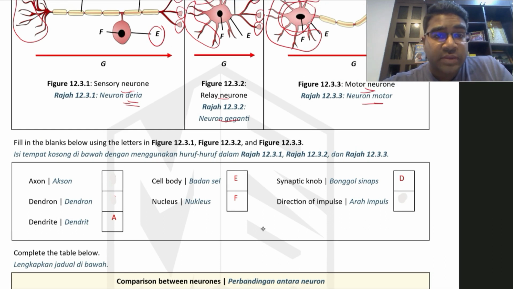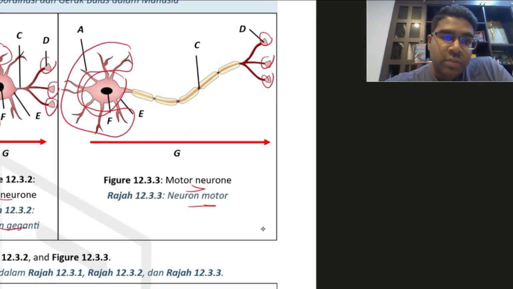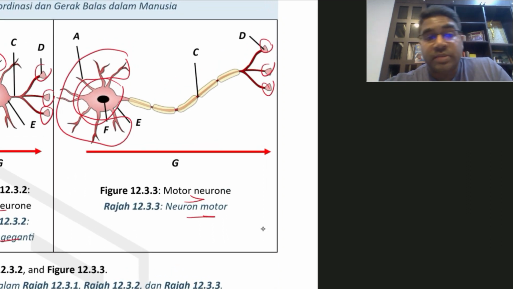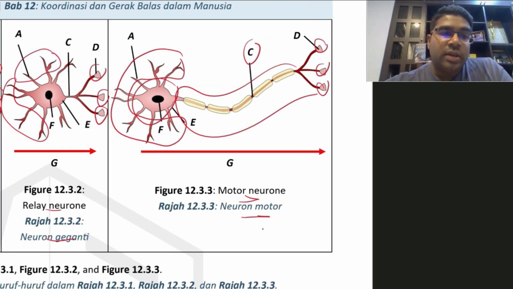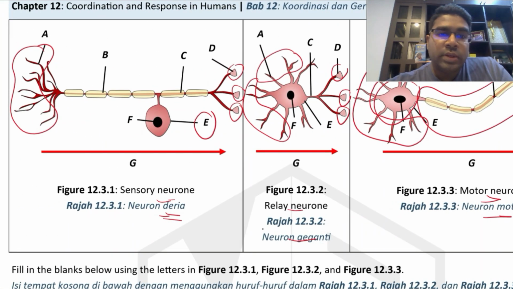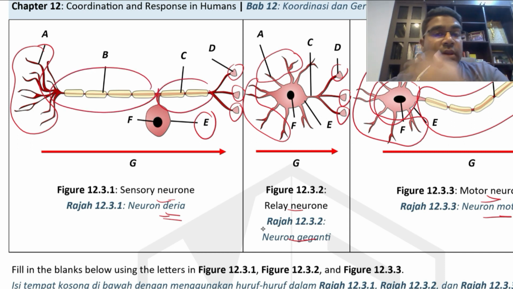Okay, tadi kita juga nampak axon kan? Just now we also saw the axon, isn't it? So where's the axon? So kalau kita nampak neuron motor, if you look at the motor neuron, you already know lah, sebab ada satu saja kan? So C adalah axon. Okay, now kalau neuron deria macam mana? Sensory neuron how? We got 2. Bukan dua-dua axon tau. Not both are axon. Only one is axon. So which is the axon?